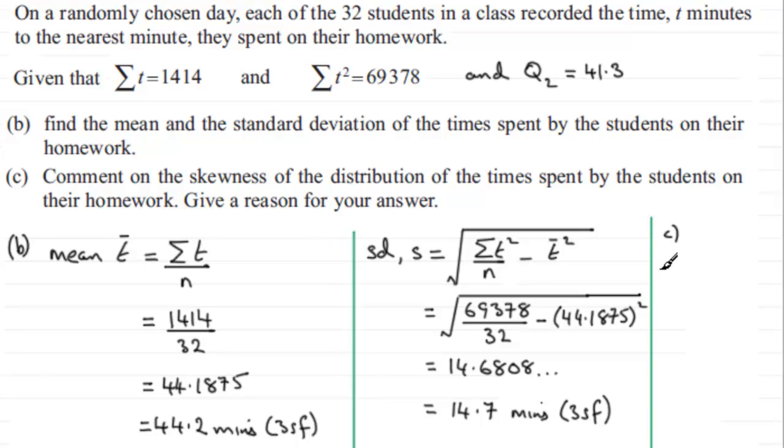So the answer to this is that essentially the mean is greater than the median. So therefore, what we have got is positive skew.